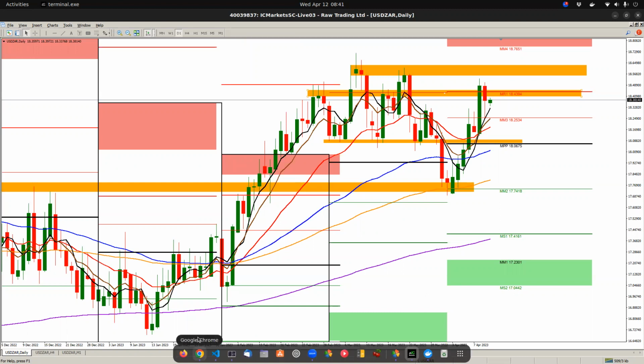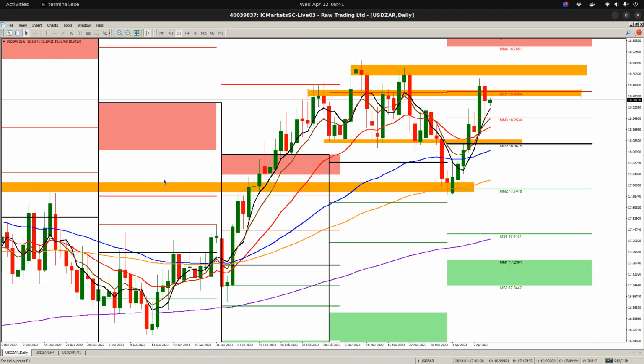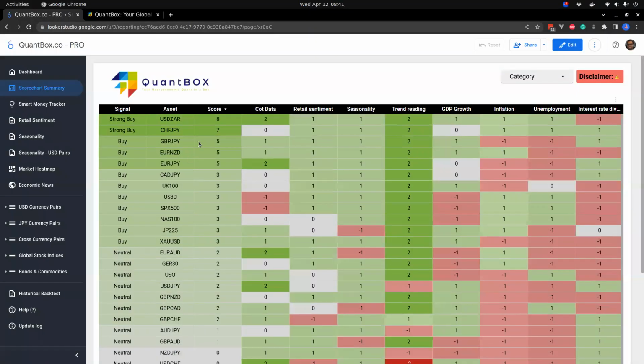So because Aussie dollar USD is a trade you took last week and USD ZAR is a trade you took last week, what can you do this week? Let's take a look. Looking at our pairs over here for the buys, pound yen coming through with a score of 5. We've got COT data of 1. There's a bit of negative fundamental data, but let's take a look at pound yen anyway.